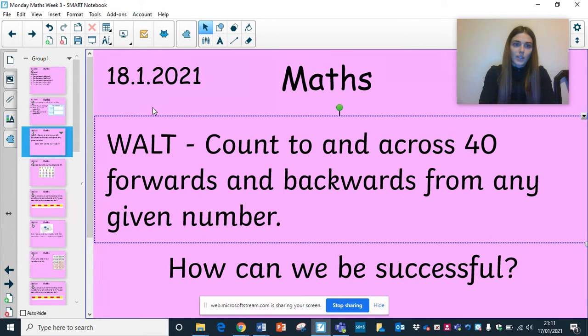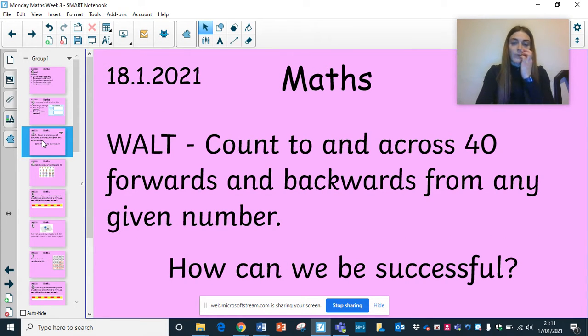Okay, so what we are learning to do today is we are learning to count to and across 40, forwards and backwards from any given number. So how can we be successful with this? We need to be able to count to the number 40, but also be able to count a bit further on than 40, but also be able to count back, and from any number. So it might be that you start at the number 12, or you might start at the number 25, and you might count up or count back.